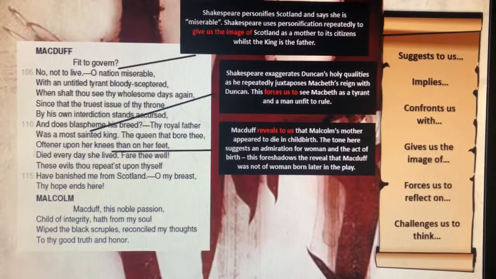Macduff reveals to us that Malcolm's mother appeared to die in childbirth. The tone here suggests an admiration for a woman and the act of birth. This foreshadows the reveal that Macduff was not of woman born later in the play.